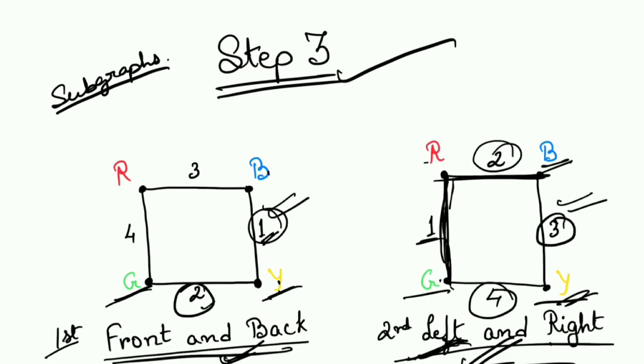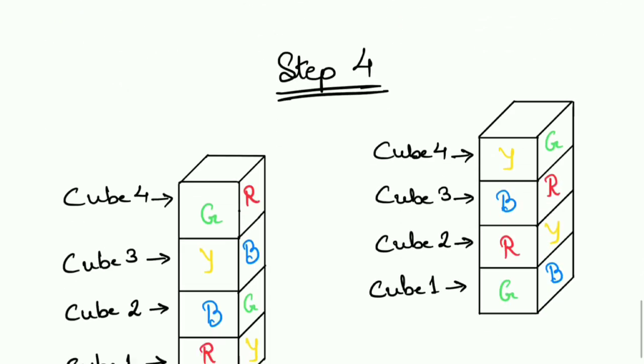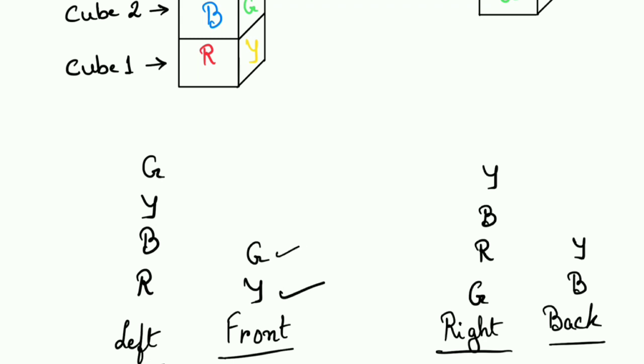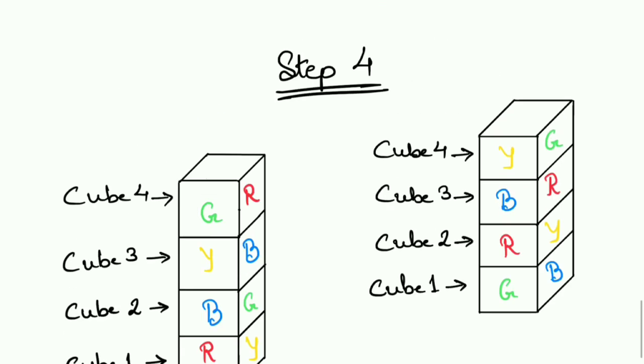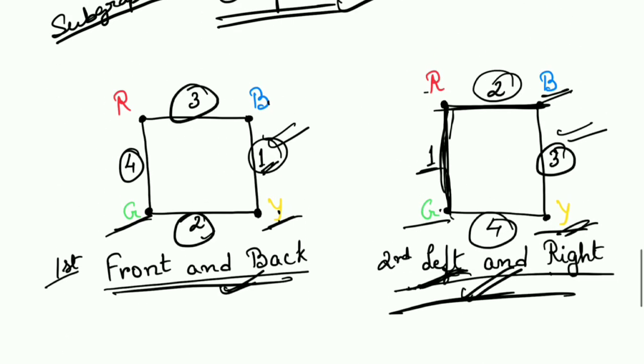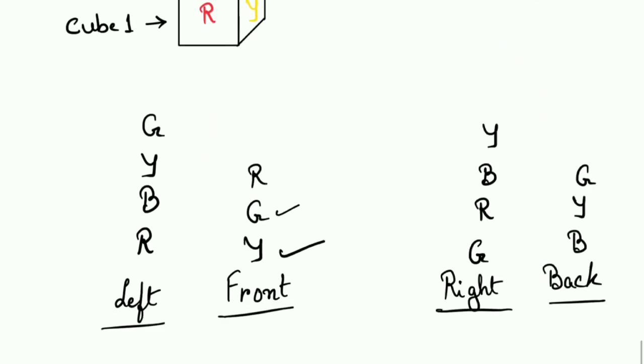Similarly, for red and green, the fourth edge, green is already present for the front face, so green will go to the back face and red will come to the front face. Red front face, green for the back face. And the last but not the least, red and blue. Okay, the red already exists in the front face, so it will go to the back face and blue will be placed in the front face.